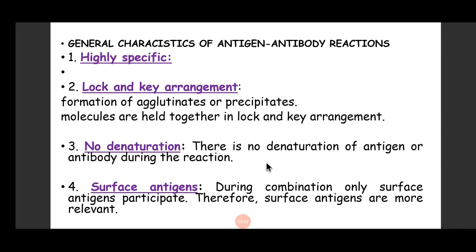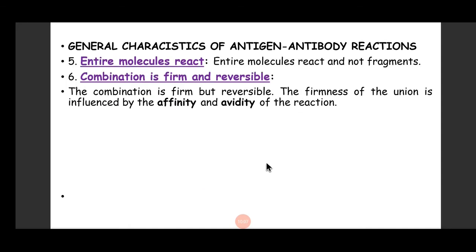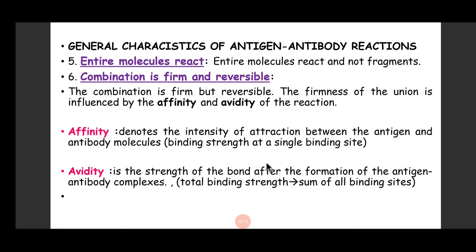And antibody binds to the surface antigen. For example, there is a virus. The antibody will first bind to the surface antigen. It is not going to bind to the core antigen. That is obvious, I guess. And the entire molecule reacts and the combination is formed and is reversible because of the affinity and avidity of the antigen-antibody reaction.